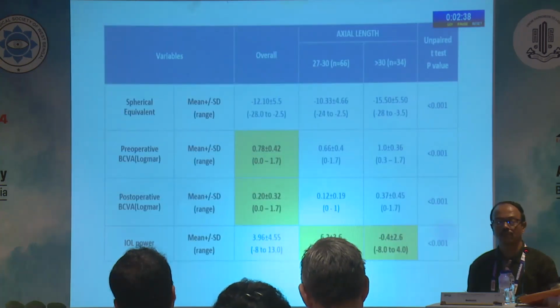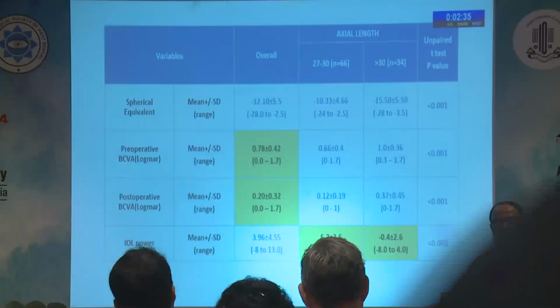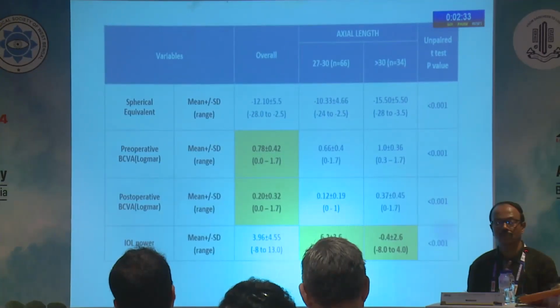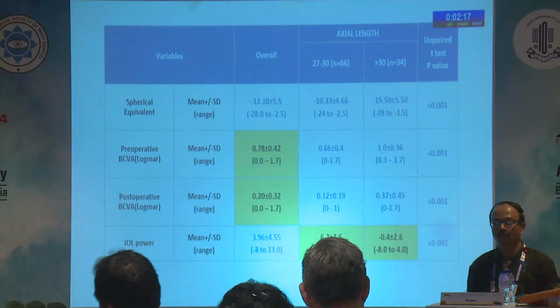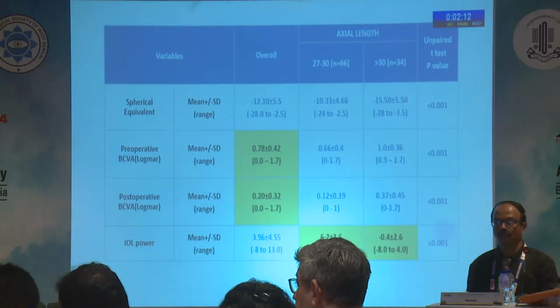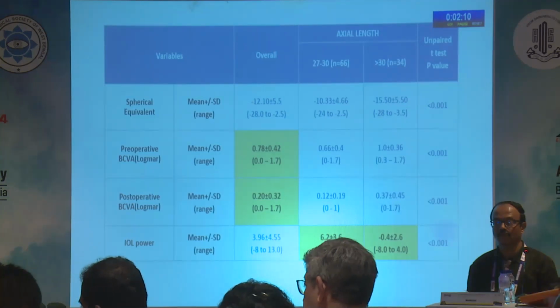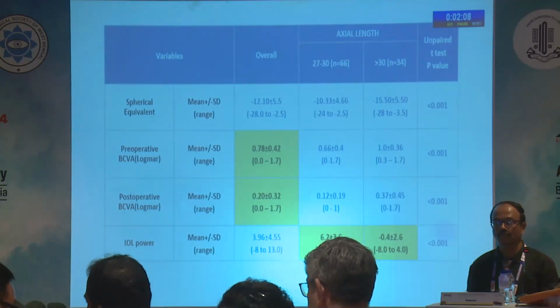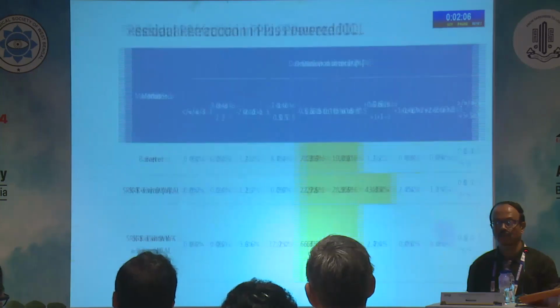The overall mean preoperative spherical equivalent was minus 12 plus or minus 5.5. The mean preoperative best corrected visual acuity was logMAR 0.7 and postoperative BCVA was logMAR 0.2, which shows a good postoperative outcome following cataract surgery in these high myopes, which can lead to good refractive outcomes. And the mean IOL power was 6.2 plus or minus 3.6 in axial length less than 30 mm and minus 0.4 plus or minus 2.6 in the more than 30 mm group.